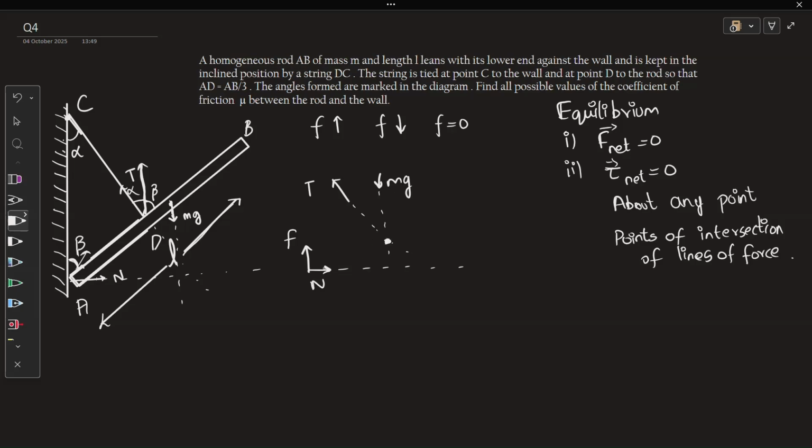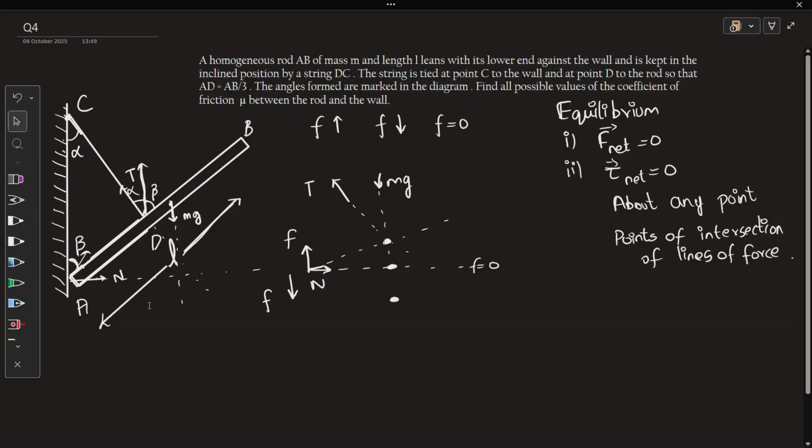But there is a torque produced by this normal reaction. In order to compensate it and make it 0, the resultant reaction should pass through this line. So the friction should be upwards. At the same time, if this point is here, the friction would be 0. And if this point is here, the friction would be downwards. Okay, this is the concept.